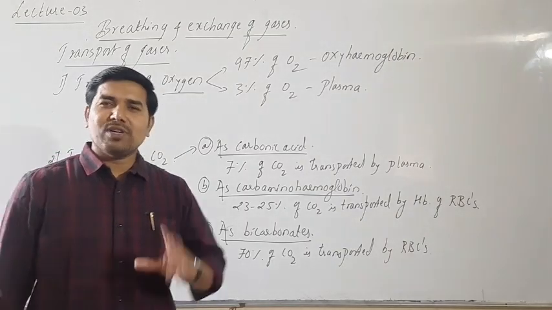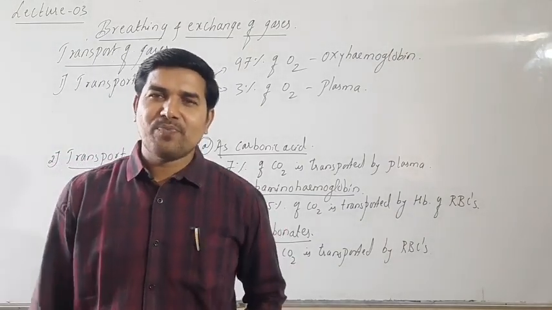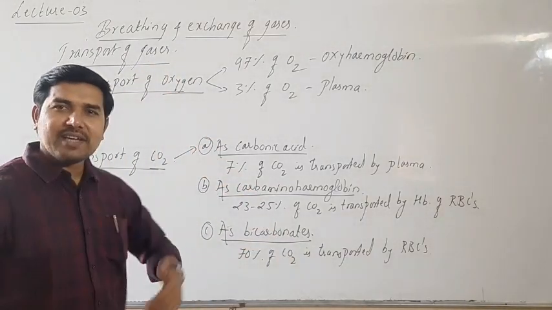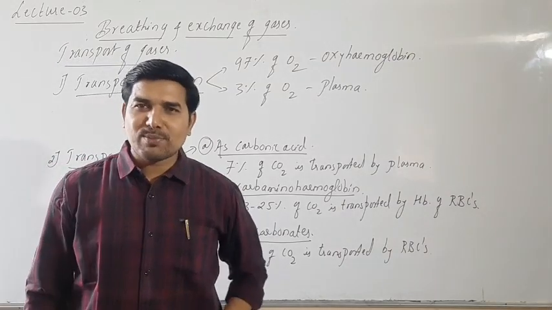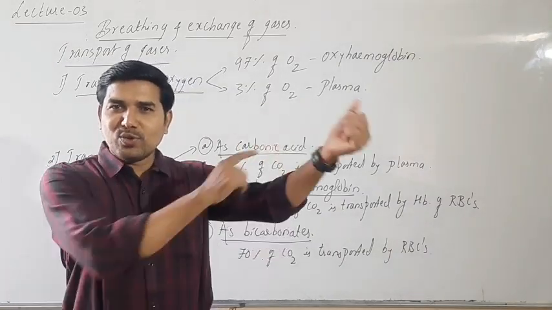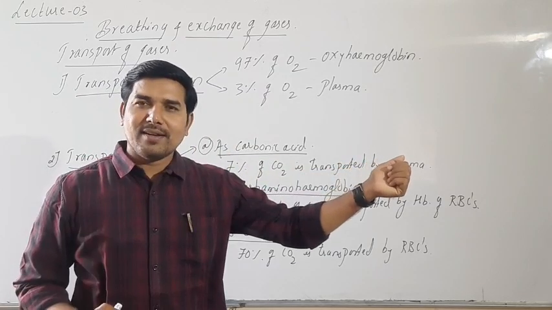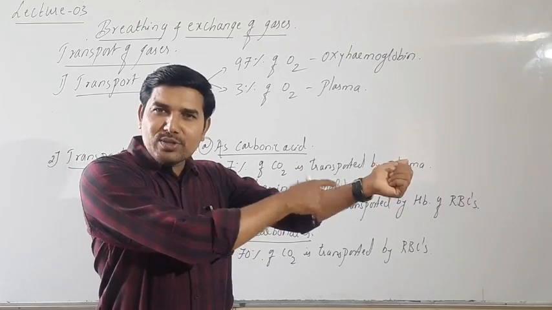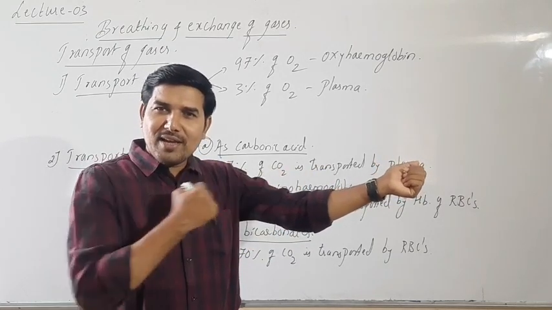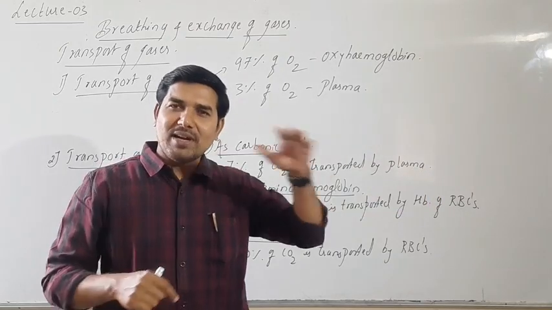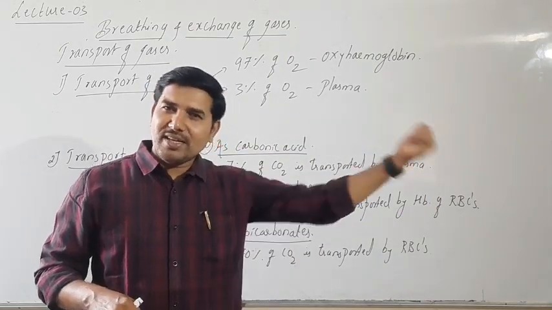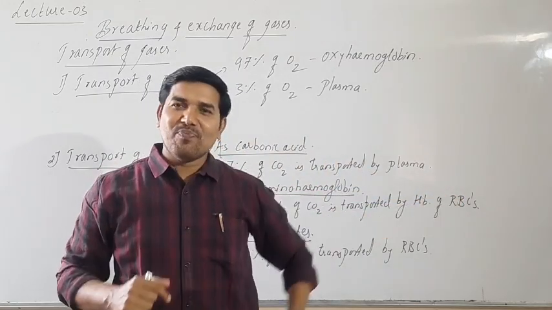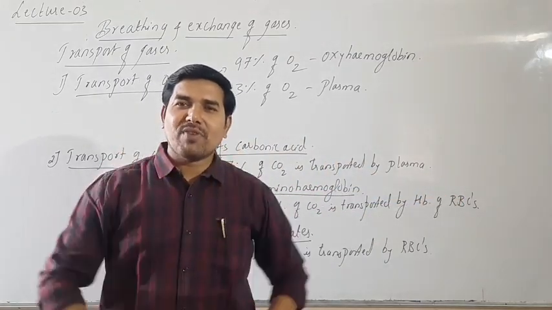Now look at how the transport and exchange of gases occurs: how oxygen is transported, how carbon dioxide is transported. Oxygen is transported from the lungs to the tissues through the blood. Carbon dioxide is transported from the tissues to the lungs through the blood. The medium is the same. That means the blood has to carry the oxygen and simultaneously bring the carbon dioxide towards the lung for the exchange of gases. So this is how the transport of gases occurs.